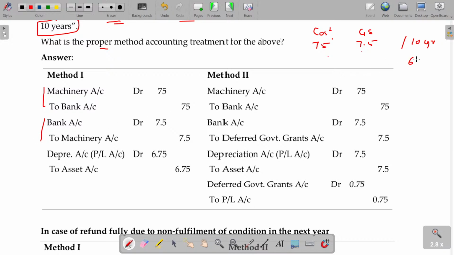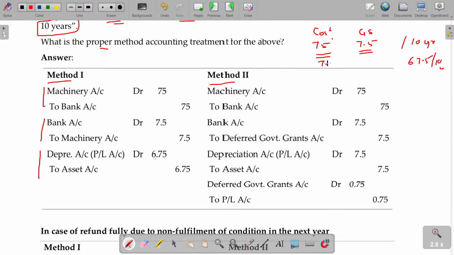Then the value being 67.5, you can amortize over a 10 year period. Every year you have to depreciate 6.75: depreciation account debit to asset account, 6.75, charged to the P&L account. That is method 1. In method 2, you keep it separately.